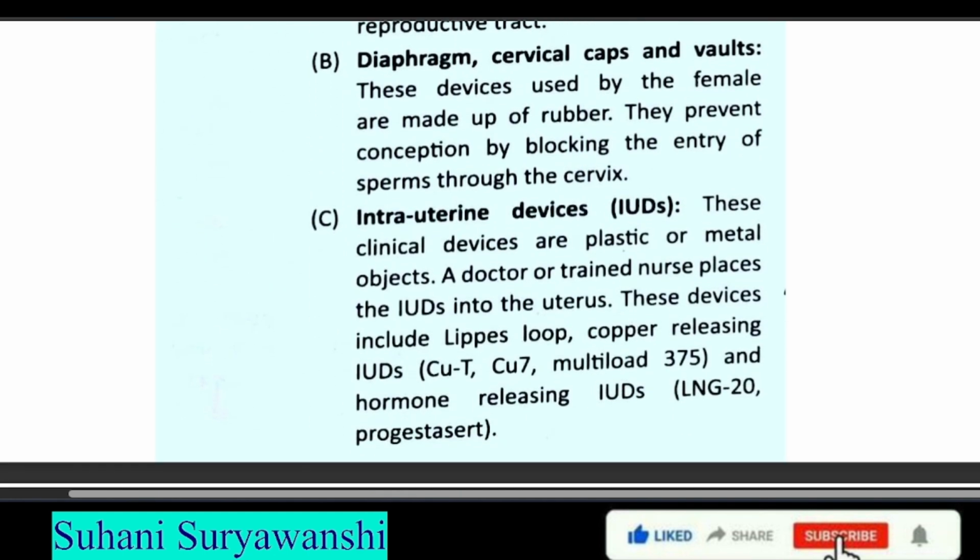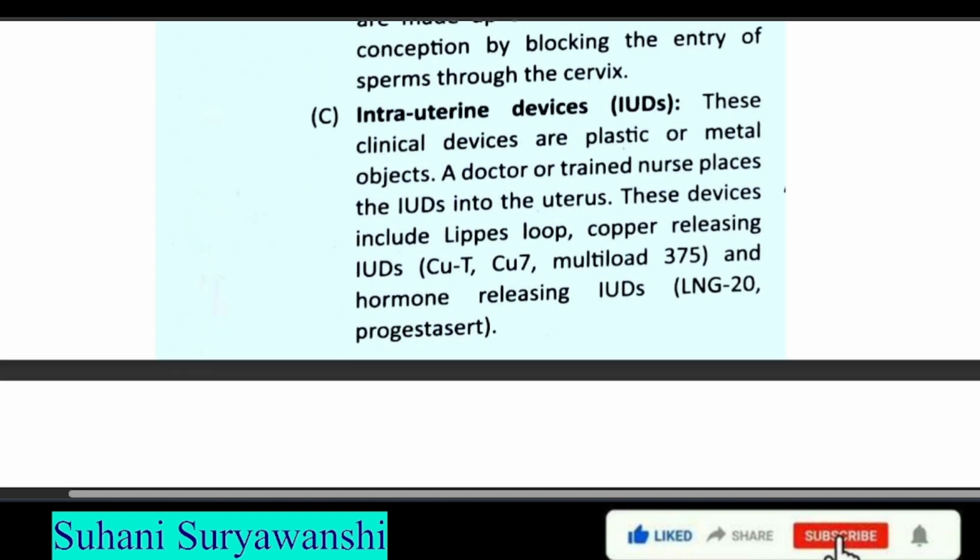Diaphragm, cervical caps, and vaults. These devices used by the female are made of rubber. They prevent conception by blocking the entry of sperms through the cervix.